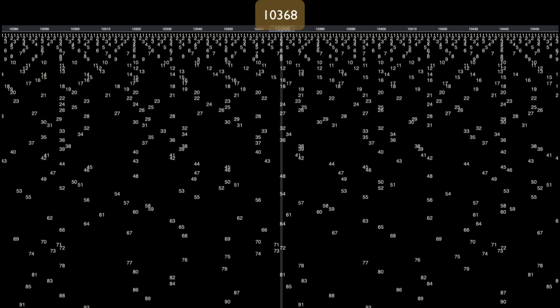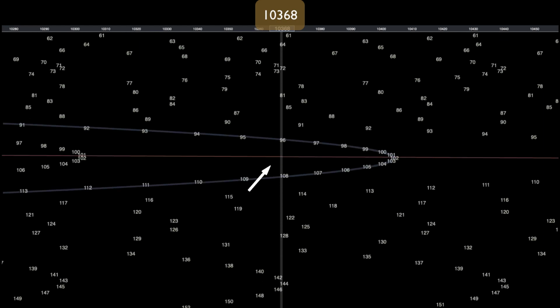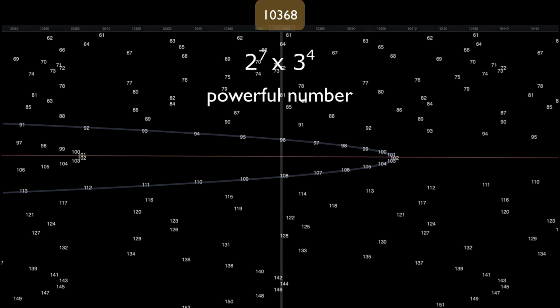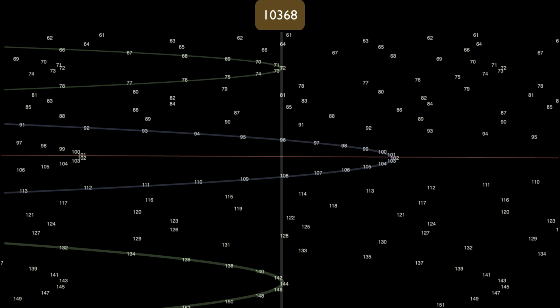For instance, let's look at the number 10368. It's not a square. Its prime factorization is 2 to the 7th times 3 to the 4th, which makes it a powerful number. In a powerful number, all the prime factors are raised to powers greater than 1. Here are the vertices of a pair of parabolas at 10368. Their vertices are located on the divisors 72 and 144, above and below the square root boundary.